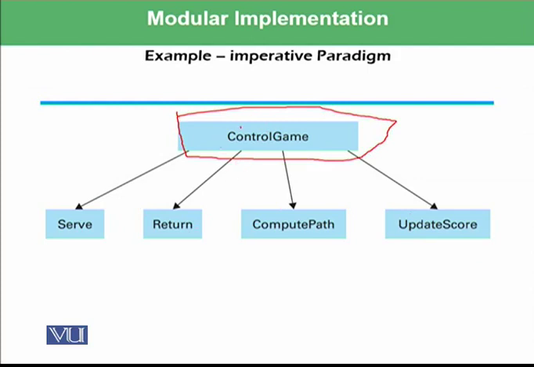This means at first the control game module will call the serve module and it will serve, and then there is a return module. Compute path will be calculated after serve and return, and then the update score will be calculated.